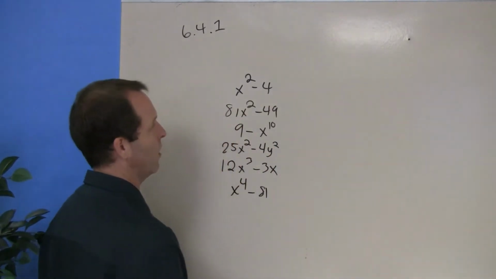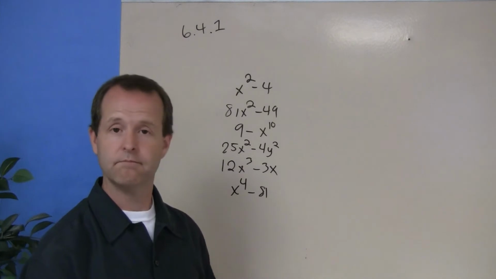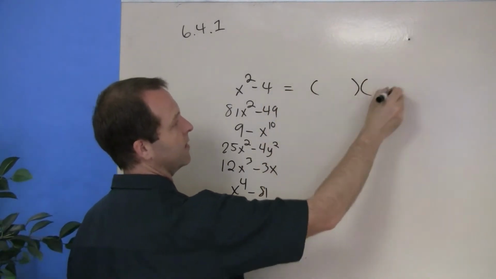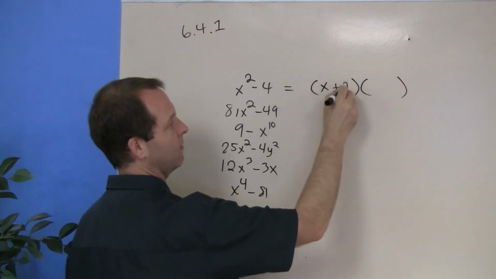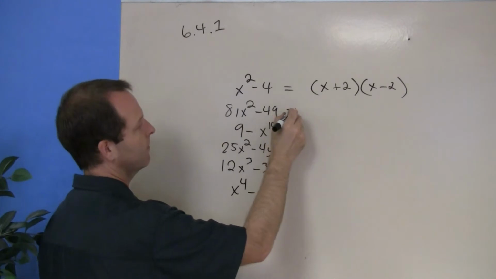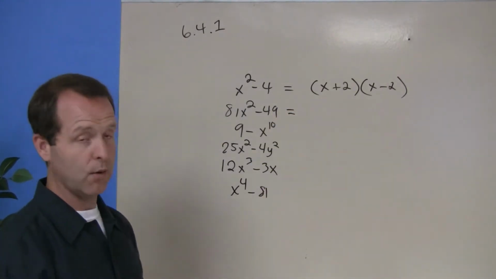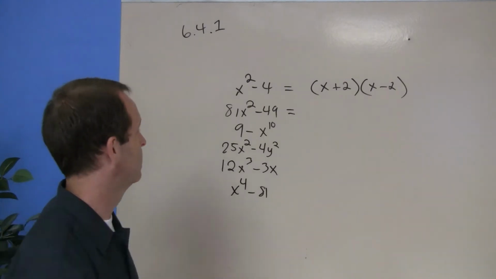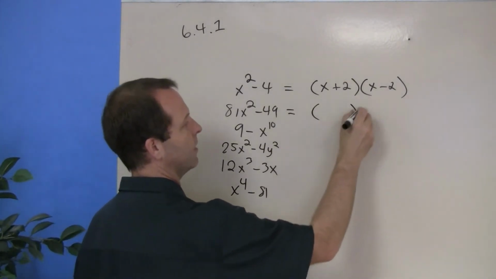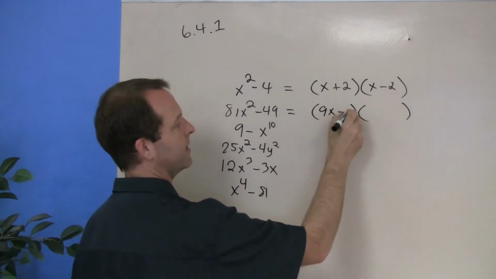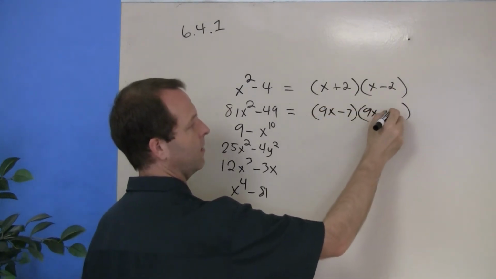So let's look at my first one. x squared minus 4. It's a difference of two squares. So that's going to factor into x plus 2 times x minus 2. My second one, 81x squared minus 49. Everything in there is a square. So this will factor down to 9x minus 7 and 9x plus 7.